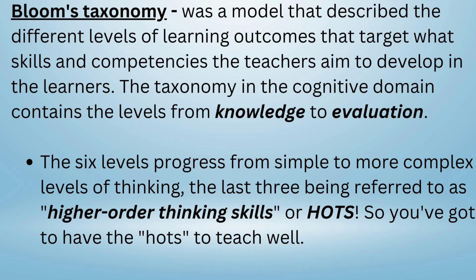That's why the taxonomy is the cognitive domain contains the levels of the knowledge to evaluation. So, the 6 levels progress from simple to more complex. So, nagsugod siya sa pinakasimple hangtod sa pinakalisod of level of thinking. So, the last 3 being referred to as higher order thinking skills or HOTS. The 6 levels of thinking of Bloom taxonomy is divided into 2 groups, which is the low order of thinking skills to a high order thinking skills.